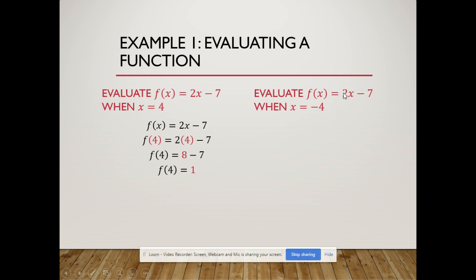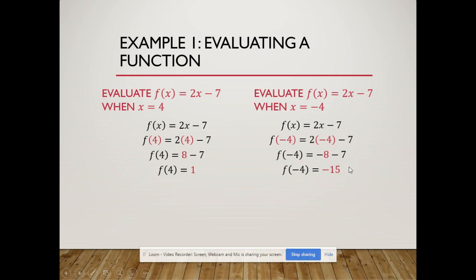Okay, so let's try it again. This time we'll evaluate it when x is a negative 4. When it tells you what the x is, replace x with that variable. So now rather than focusing in on the input of x, we're focusing in on the input of negative 4. We pronounce this by saying this is f of negative 4 is equal to 2 times negative 4 minus 7. So f of negative 4 equals negative 8 minus 7. F of negative 4 equals negative 15.